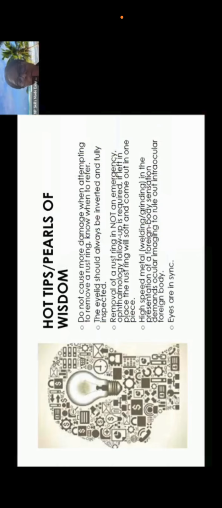Hot tips and pearls of wisdom. Do not cause more damage when attempting to remove the rust ring. Know when to refer. After a couple of attempts, if you have not completely removed it, at this point you have to stop. You don't want to continue and then call a friend to try as well. The foreign body is the priority, and then as much of the rust ring as possible. The eyelid should always be inverted and fully inspected.